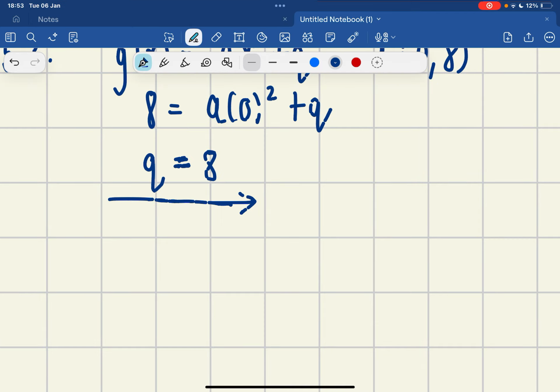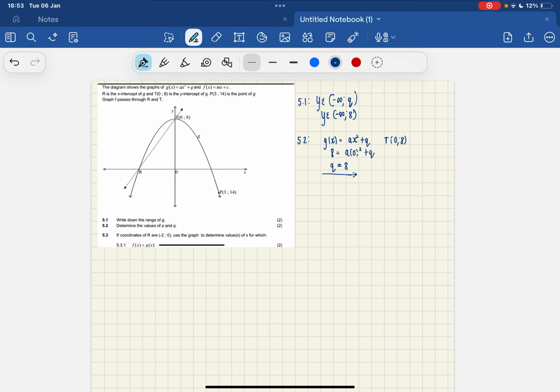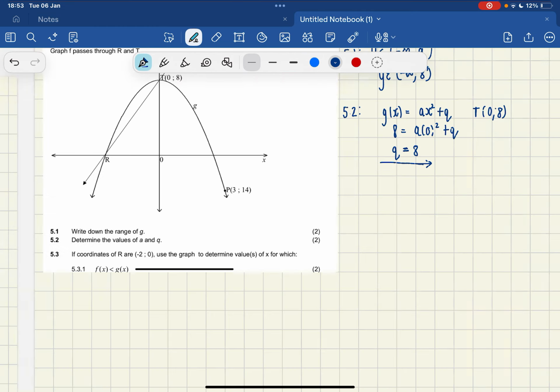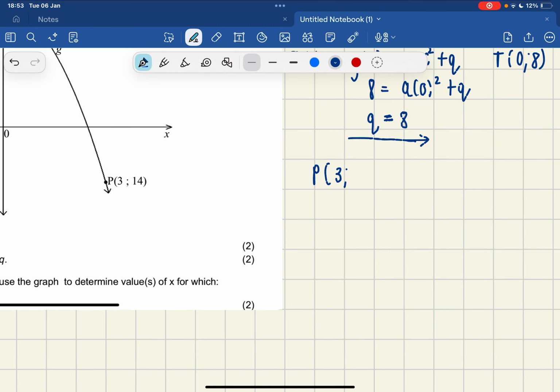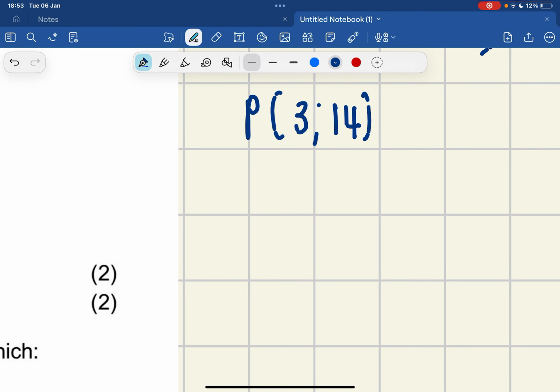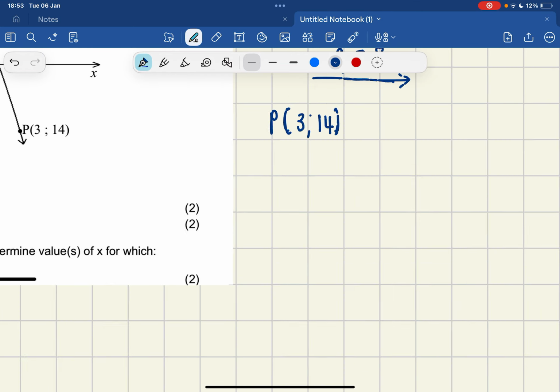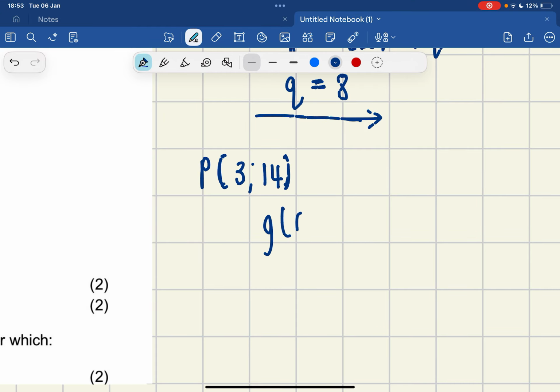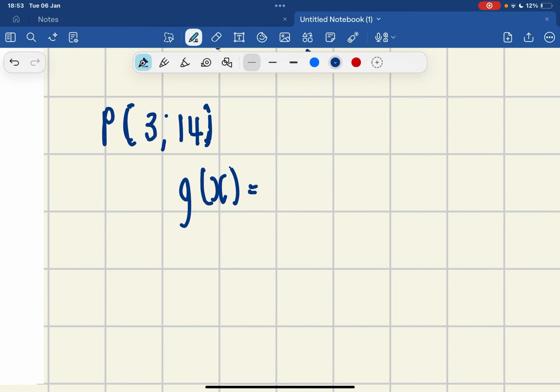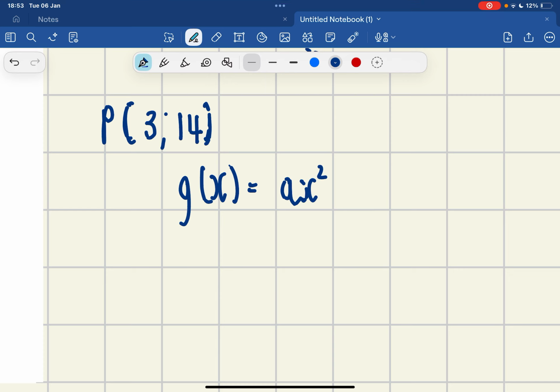Then let's see what our value for a is. Let's just use a random point on the graph. Let's use point P, which is at (3, 14). Now that we have the q value, we can say g(x) is equal to ax squared plus 8. Let's plug in our points. So it's 14 for y, a times 3 squared plus 8.